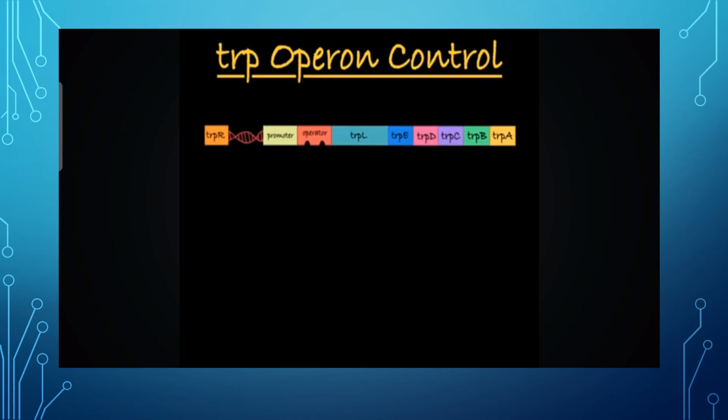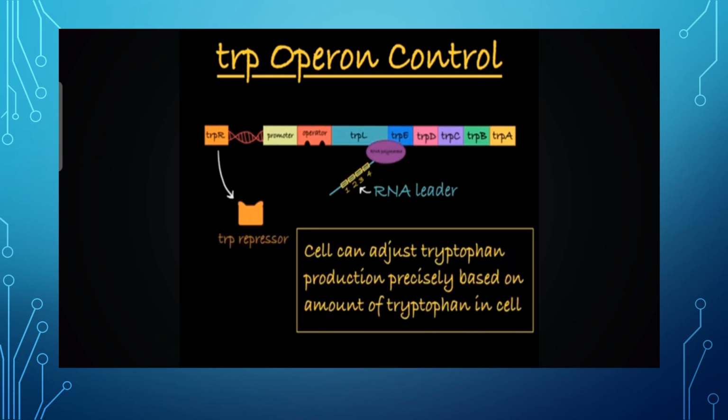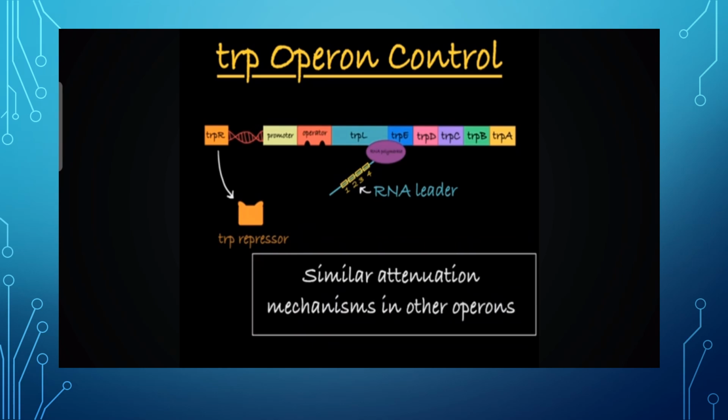This complex system that includes both the RNA leader and the TRP-R repressor allows the cell to adjust TRP operon mRNA production according to the amount of tryptophan in the cell, meaning the cell won't waste energy making something that already exists in abundance. You will see similar attenuation mechanisms in other operons, including histidine, leucine, phenylalanine, and threonine operons.